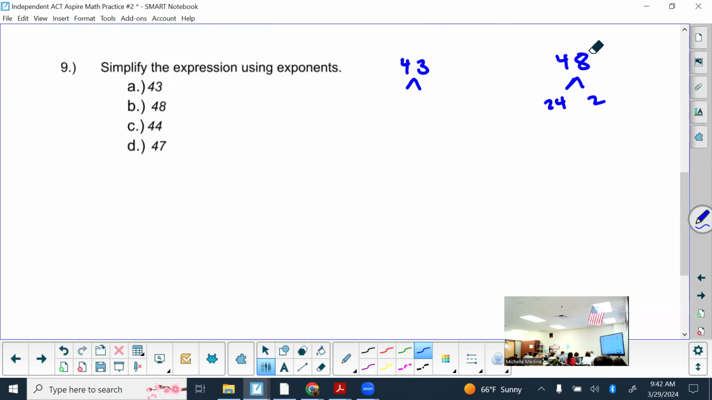Okay. So break it down into its prime numbers. Prime means it can't be broken down any further except by one and itself. So 2 is prime, 24 is not. What are some numbers that multiply to 24? 12 and 2. 2 is prime, 12 is not. What are some numbers that multiply to 12?